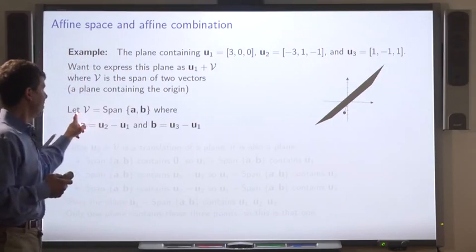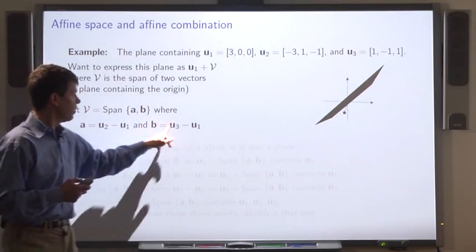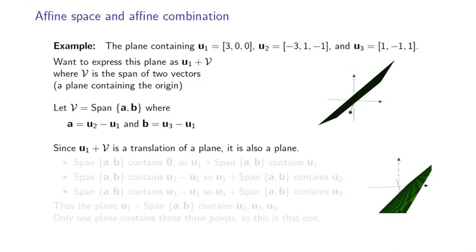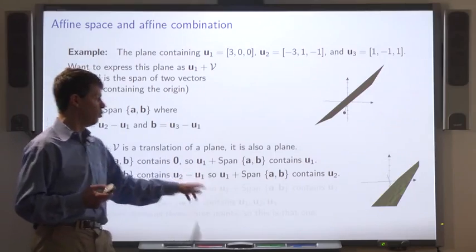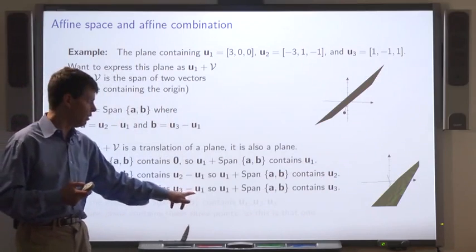Well, we define big V as span of A and B, where A is the second vector minus the first, and B is the third vector minus the first. Now, let's look at u1 plus big V. It's the translation of a plane, so it too is a plane. Now, span AB contains the 0 vector, so u1 plus span AB contains u1. Span AB contains A, which is u2 minus u1, so u1 plus span AB contains u1 plus u2 minus u1, which is u2.